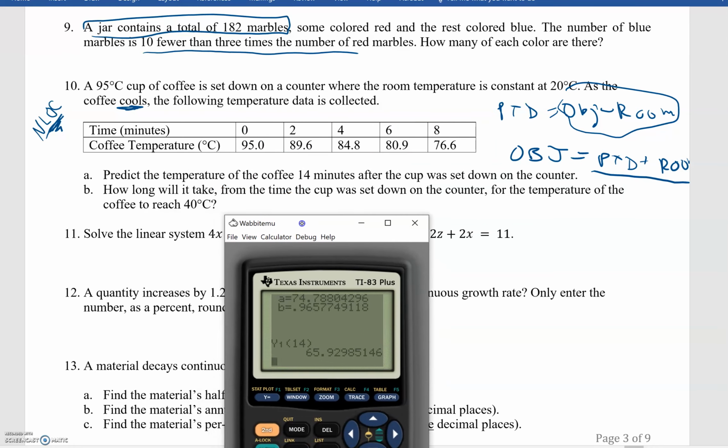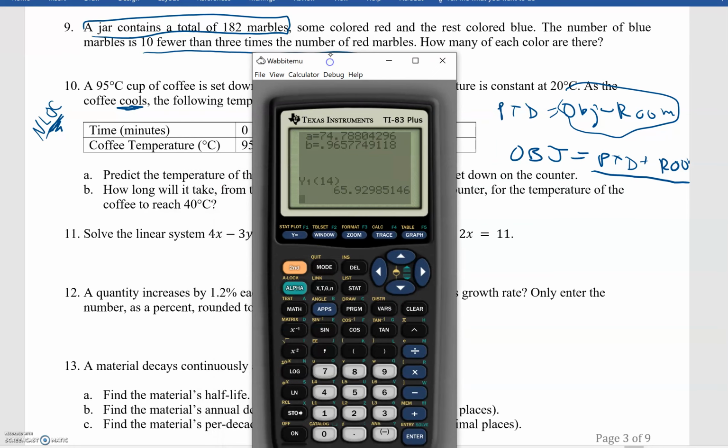And to find how long it will take for the coffee to get to 40 degrees, that will be a calc intersect question. So I need to have 40 degrees here as my Y2. Let's go to the table. This happens between 37 and 42 minutes. I will set an increment of 5.